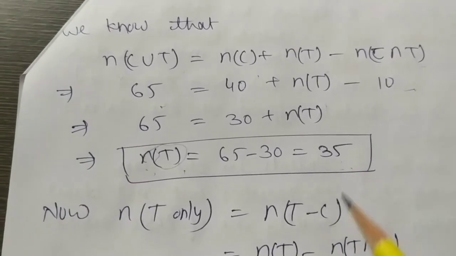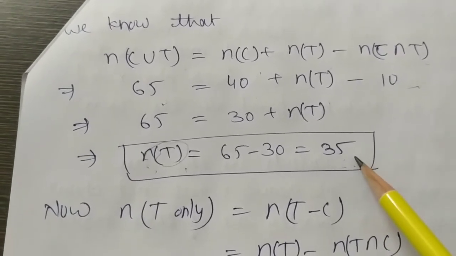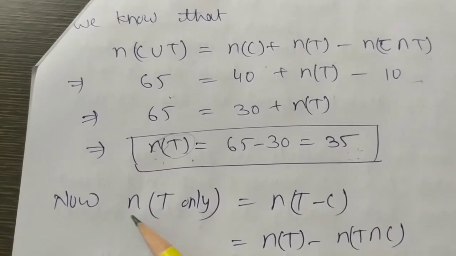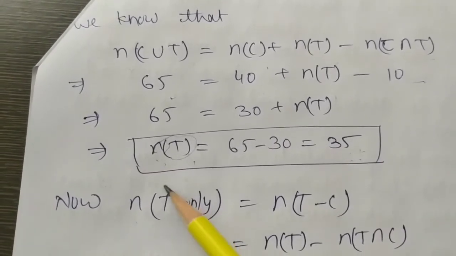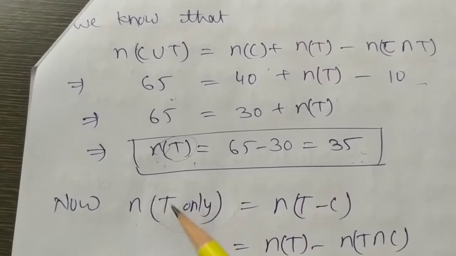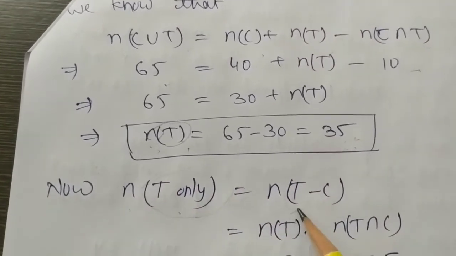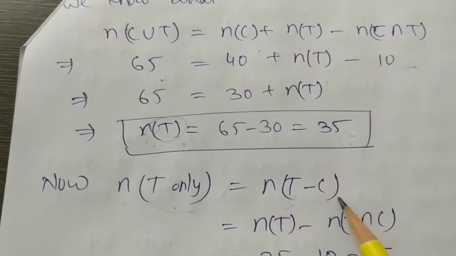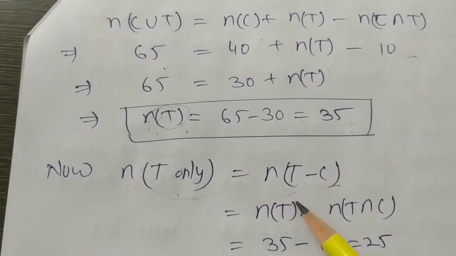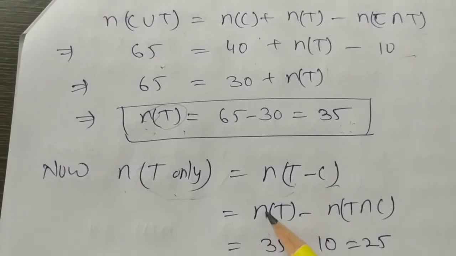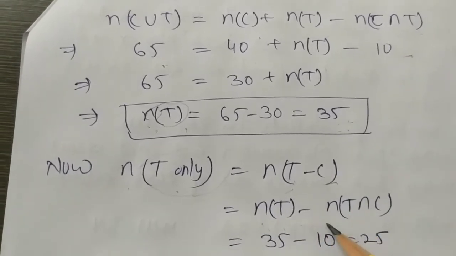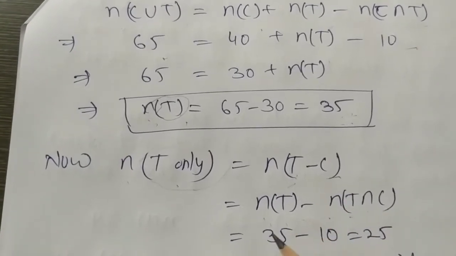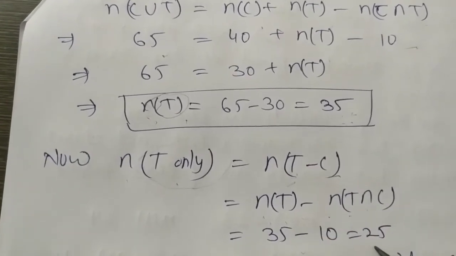But there are some people who like cricket also. So when we have to find the number of people who like tennis only, it will be given as the number of elements in T minus C. By the formula we get the number of elements in T minus the number of elements in T intersection C. That is 35 minus 10, 25.